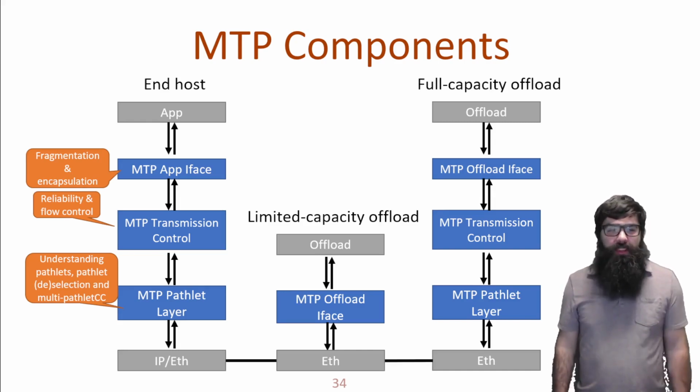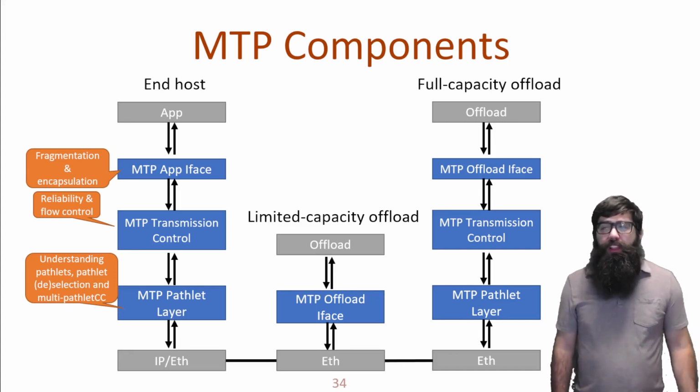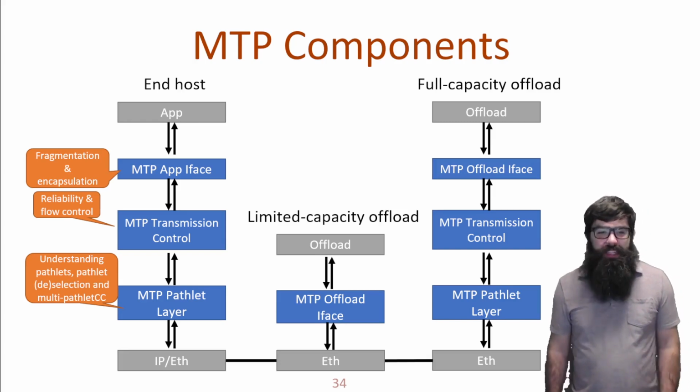Below the transport layer, we have the MTP pathlet layer. This layer looks at the different rates and windows of all the pathlets and decides which paths to deselect and if and when to inject packets into the network.